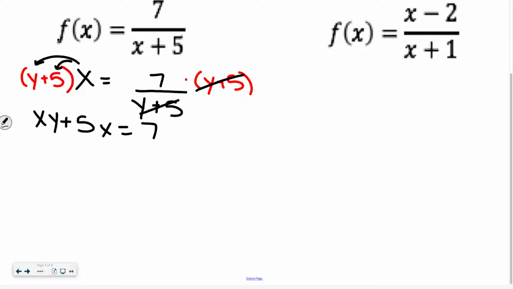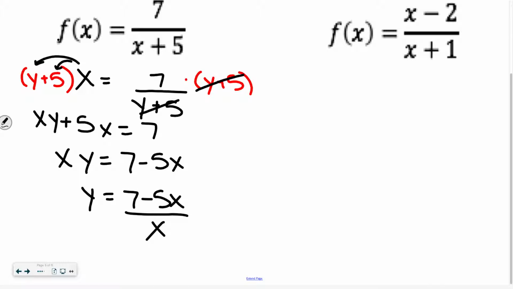You can't divide by y and then multiply by 7, because then you'd get 49 over y, and that's not going to help you. We got y up in the regular line of text when we multiplied by y plus 5, so we don't want to put y back in the denominator. We want to leave it up here. So I would subtract the 5x: xy equals 7 minus 5x. And now to get y all by itself, divide by x. y equals 7 minus 5x over x.